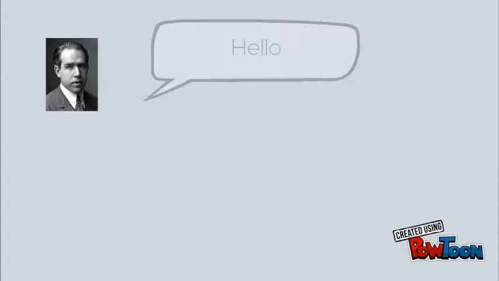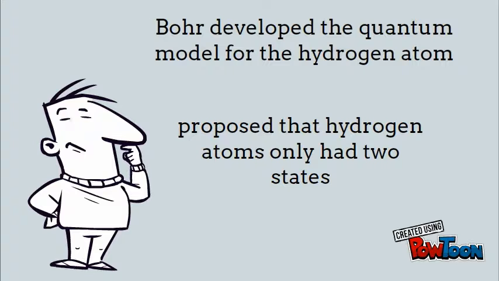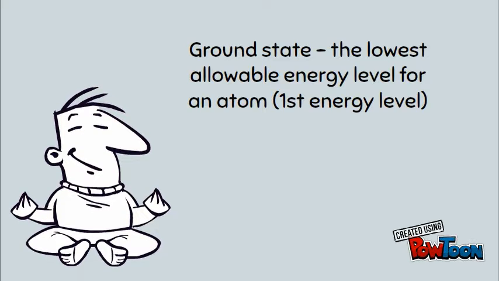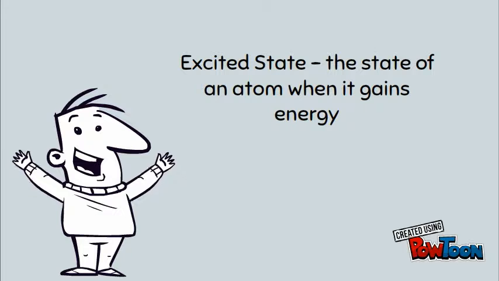This is Niels Bohr. Bohr developed the quantum model for the hydrogen atom and proposed that hydrogen atoms only had two states. The ground state, which is the lowest allowable energy level for an atom, or the first energy level, and the excited state, where it gains energy.